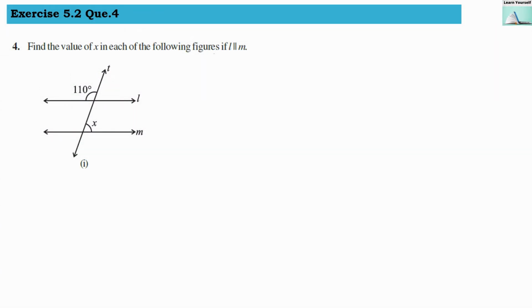Exercise 5.2, question number 4. Find the value of x in each of the following figures if L is parallel to M. Here they have given us two lines, L and M, which are parallel to each other. And we have to find out the measure of angle x. Here, as we can see, the angle of 110 degrees is given to us. One more angle over here we will name angle 1. Then the 110 degree angle and angle 1 are corresponding angles. That means their measures will be equal.